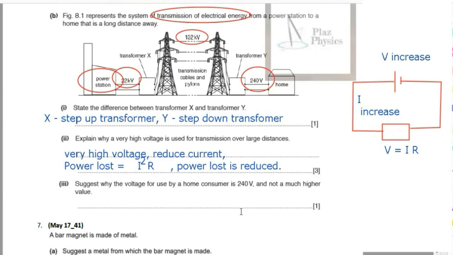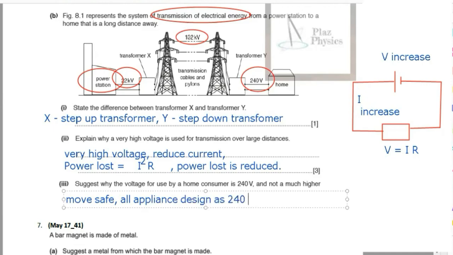Okay, then why do the appliances in our houses all use 240 volt? It is most safe. And you can say all appliances are designed for 240 volt. The factory will find it easier. They're easier to manufacture. All circuit boards are designed for this amount.